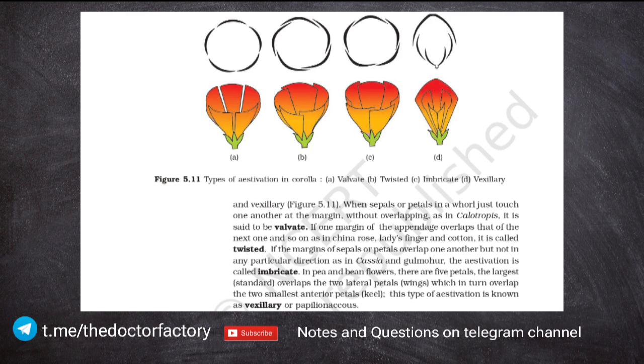In pea and bean flowers, there are 5 petals. The largest overlaps the 2 lateral petals, which in turn overlap the 2 smallest anterior petals. This type of estivation is known as vexillary or papilionaceous.